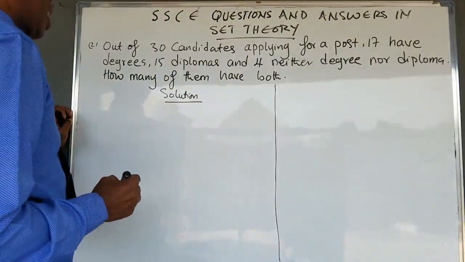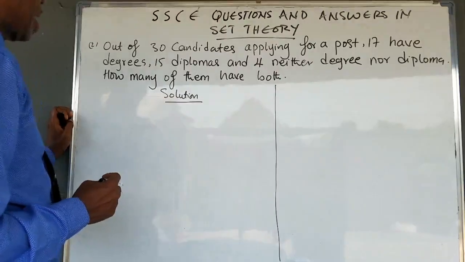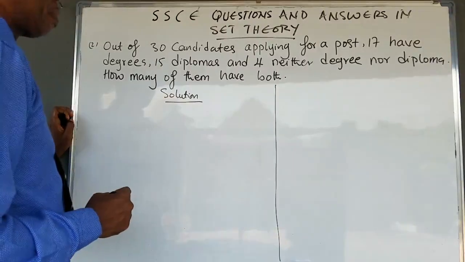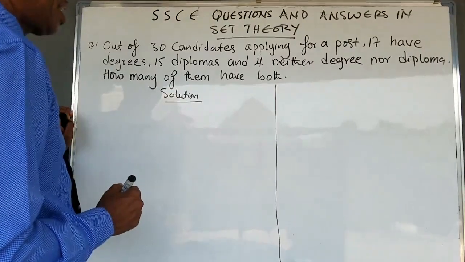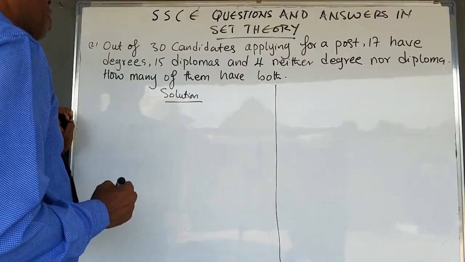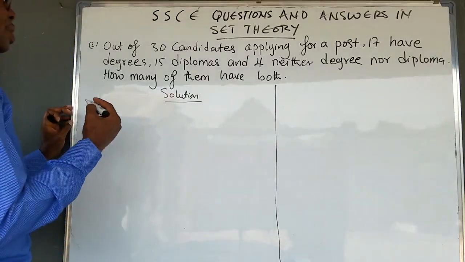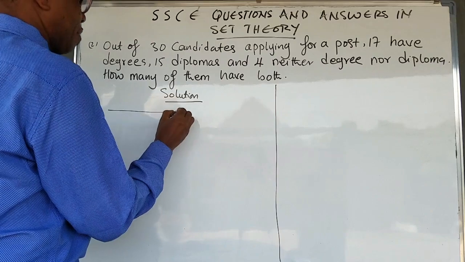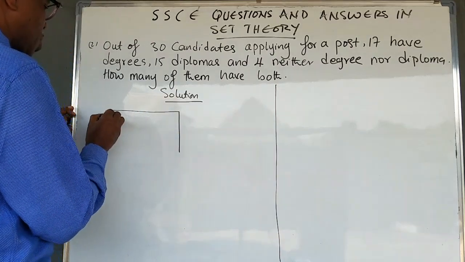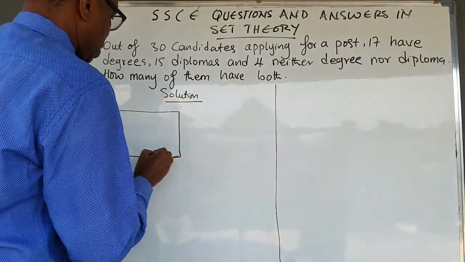Now, let's look at another interesting SSCE question. Out of 30 candidates applying for a post, 17 have degrees, 15 diplomas, and 4 neither degree nor diploma. How many of them have both? Simple. Like I said, the Venn diagram is a very good help in solving most of these questions.